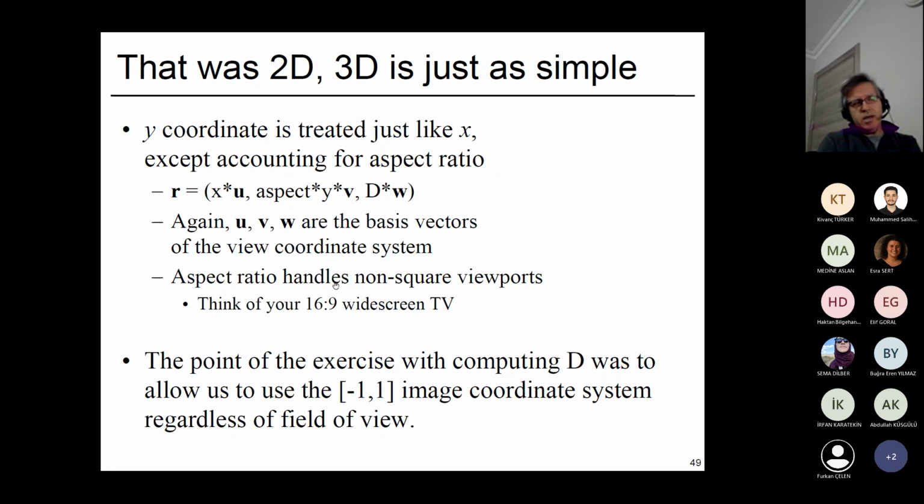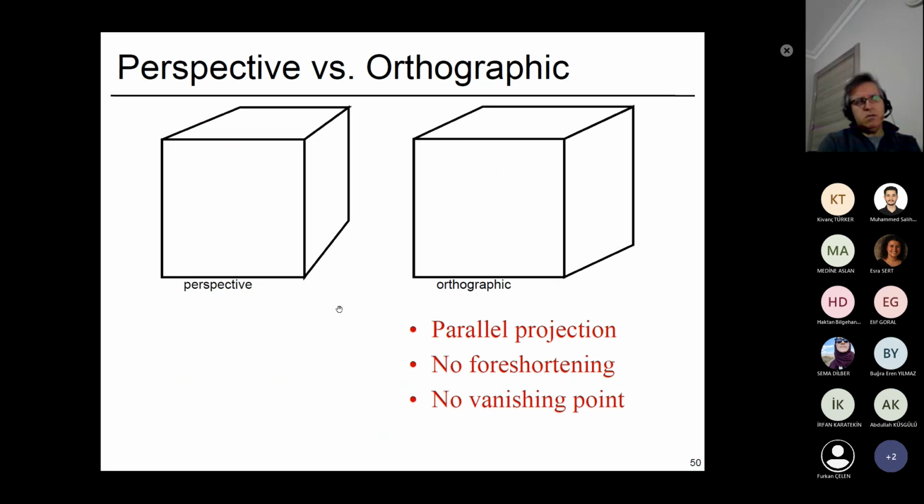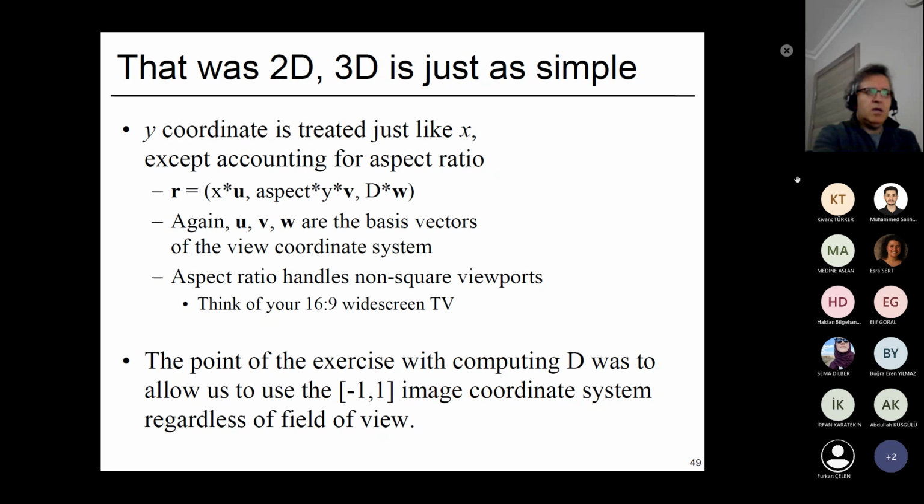And aspect ratio, again, you may or may not have it, but if you have non-square viewports or viewing frustums, then you can have these types of things, say 16 by 9. This is like a widescreen TV.